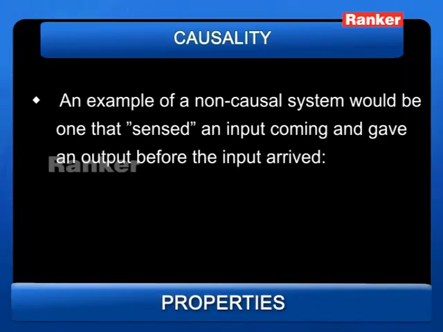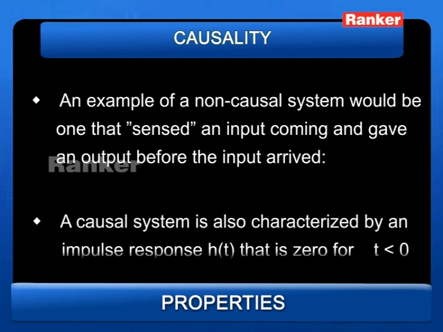Let us look at an example of a non-causal system. It would be one that sensed an input coming and gave an output before the input arrived. It sensed an input and thought the input had arrived, and it gives an output. A causal system is also characterized by an impulse response h(t) that is 0 for t less than 0. That means the impulse response h(t) will be 0 when t is less than 0. This is how we classify a causal system.